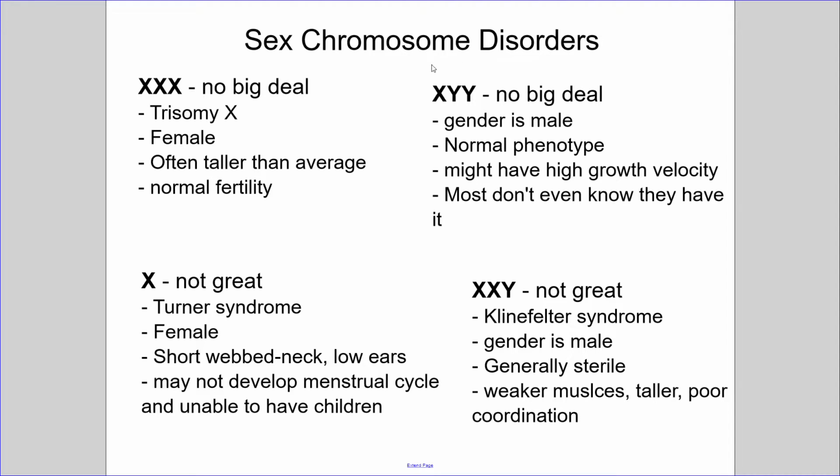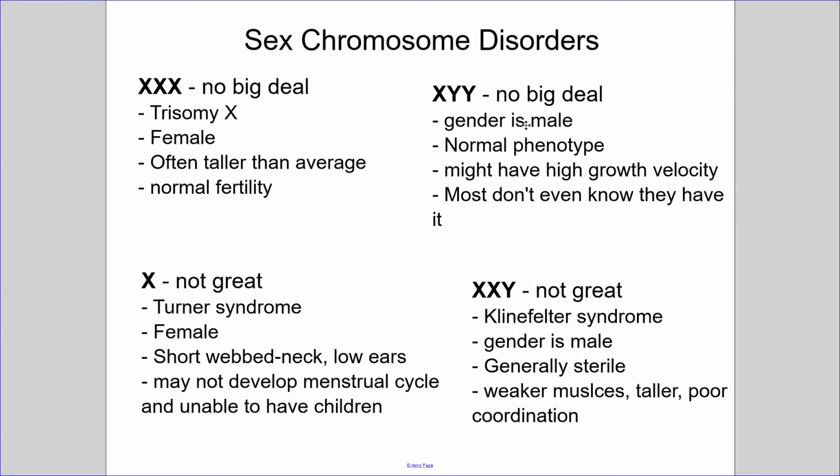There are some sex chromosome disorders that are kind of interesting. If you happen to inherit a third X, so you get 3 X chromosomes, it's not that big of a deal. It's called trisomy X. You would be a female. You might be taller than average, but you would have normal fertility, meaning you can give birth and have a family. If you happen to get an extra Y chromosome, that too is no big deal.